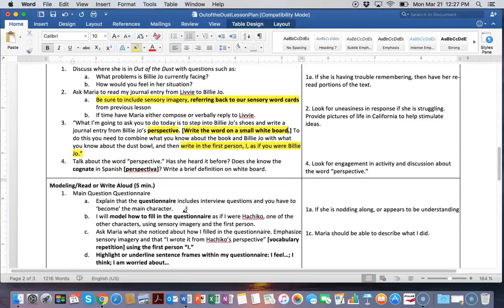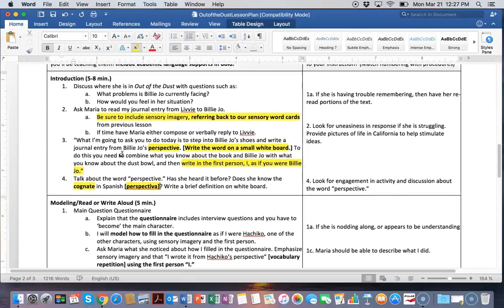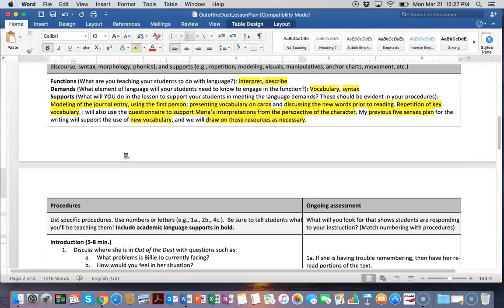You'll also notice that when she introduces the word perspective, she also uses the student's native language by asking the student to consider if she's heard the word before or if she knows the word in Spanish. One thing I'd like to point out here is that this tutor did not include this up in the academic language supports. I think she just forgot to do that. So you don't see anything up here about using the student's native language. So that could have gone right there.